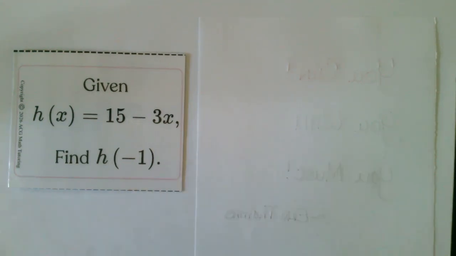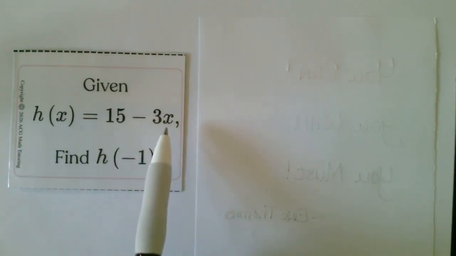So, as we take a look at this one, we notice that in the h of negative 1, the negative 1 is in the same spot as the x. So this is telling me I'm going to do a little substitution. So when I plug in my negative 1 for the x's of this expression.